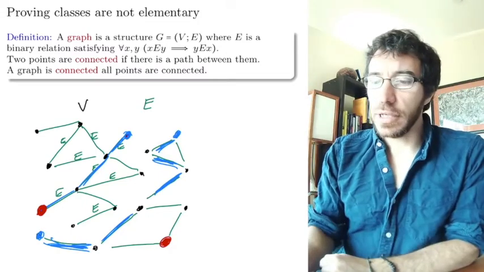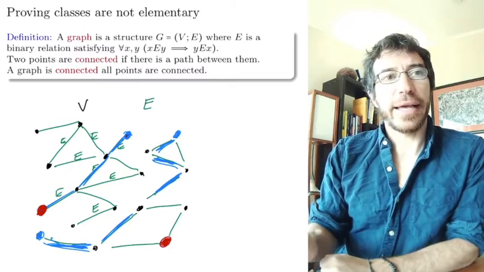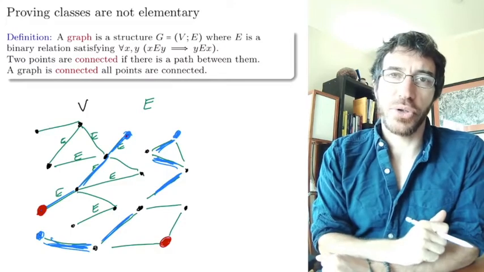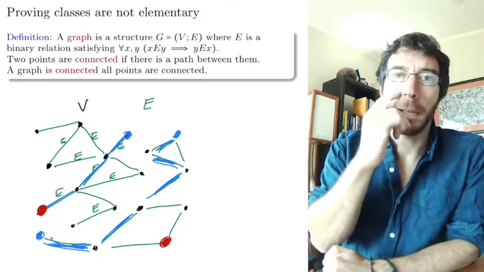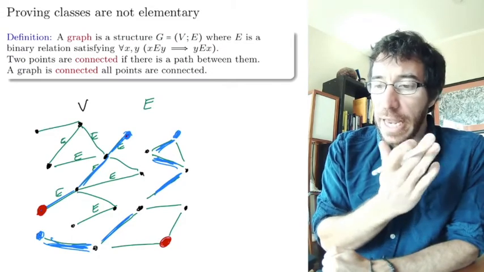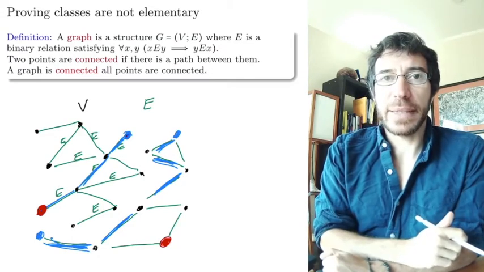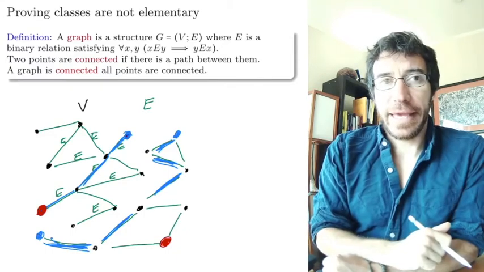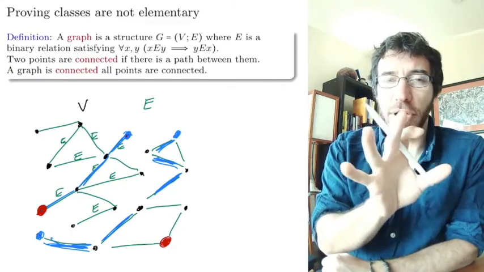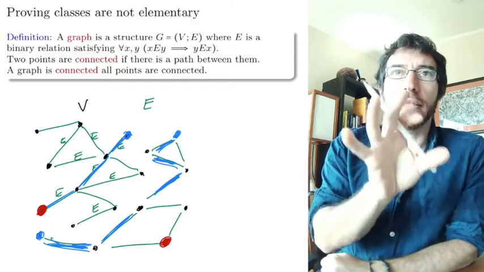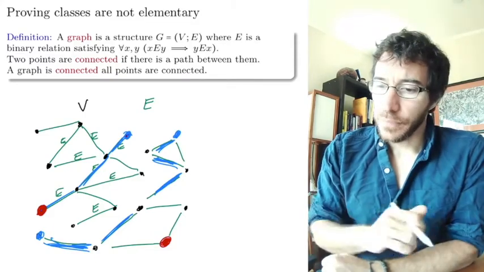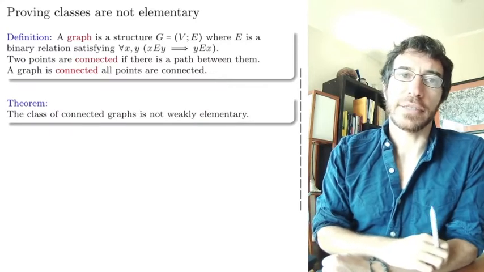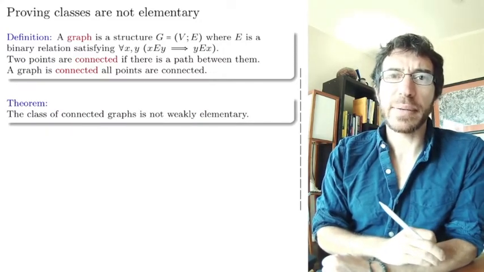So now the question is, let's consider the class of connected graphs. This is a class of structures. Is that class elementary? Is there a sentence that you can write so that the models of that sentence are exactly the connected graphs? Well, the theorem is that no, not even weakly elementary. Do you remember what weakly elementary meant?